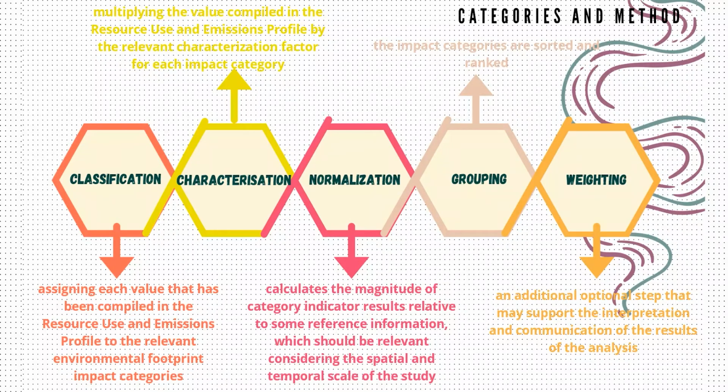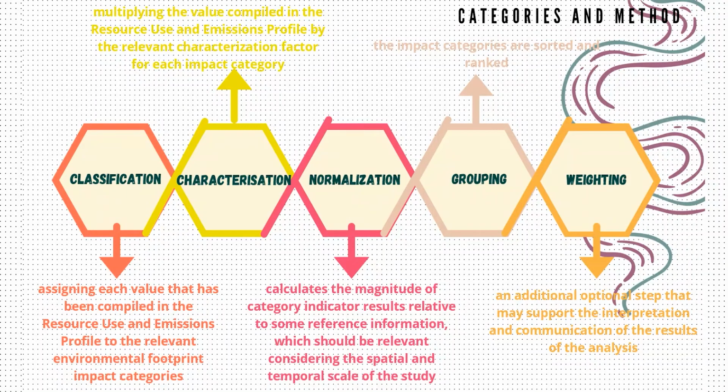Normalization is calculating the magnitude of category indicator results relative to some reference information, which should be relevant considering the spatial and temporal scale of the study. Grouping is where the impact categories are sorted and ranked. Lastly is weighting. It is an additional optional step that may support the interpretation and communication of the results of the analysis.